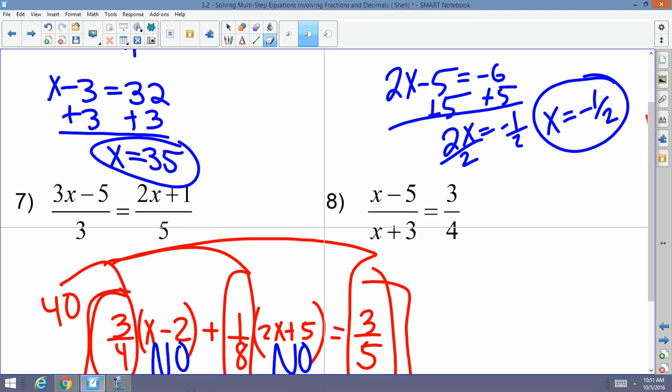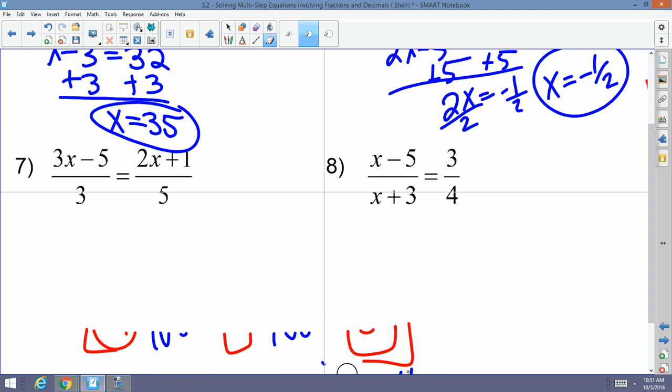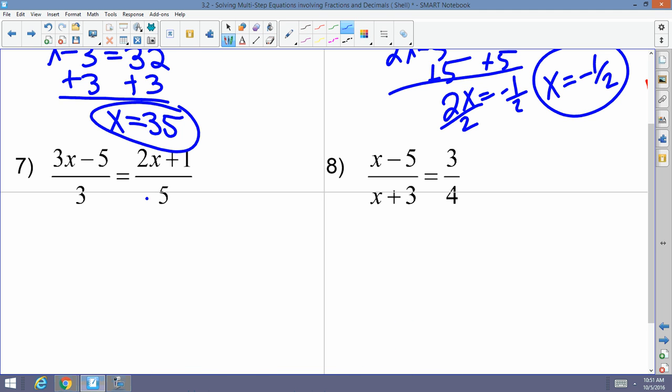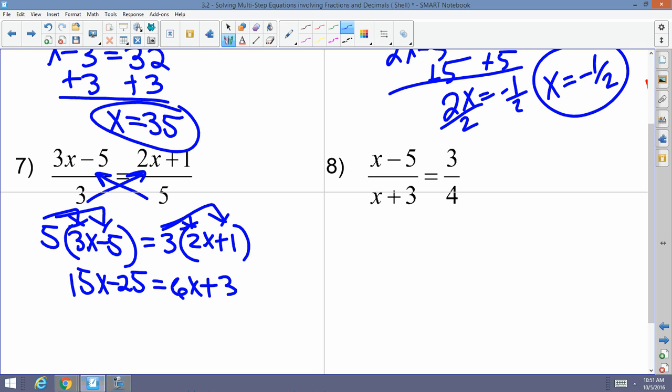Now, these get a little bit uglier, but please don't stress. Whenever you have a proportion, literally just cross multiply. So this is 5 times 3x minus 5. Make sure you remember you're distributing this. Equals 3 times 2x plus 1. So this is 15x minus 25 equals 6x plus 3. Now I subtract 6x from both sides, and I get 9x minus 25 equals 3.